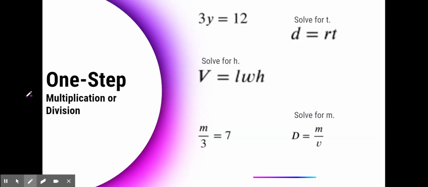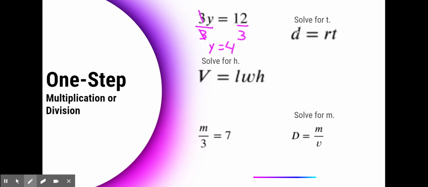Now let's look at one-step literal equations that involve multiplication or division. So let's go back to 6th grade again. We have 3y equals 12. I need to isolate y. This is 3 times y, so my inverse operation is division. So I'm going to divide both sides by 3. This 3 over 3 becomes 1. It cancels. And y equals 12 divided by 3 is 4.